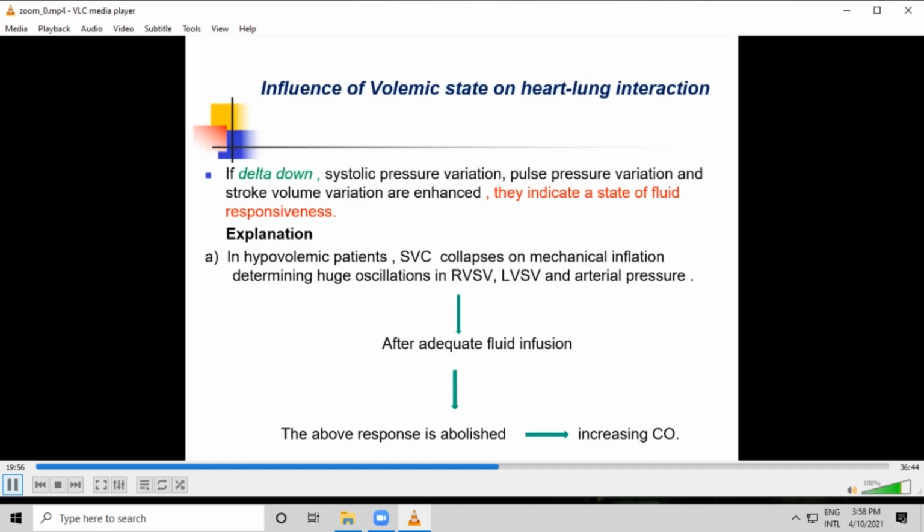So it signifies that whenever there is a delta down, when these variations are enhanced, that indicates a state of fluid responsiveness. You give fluid, the delta down response is abolished. And at the same time, we see that there is an improvement in the cardiac output.